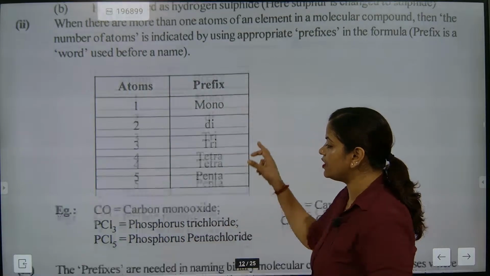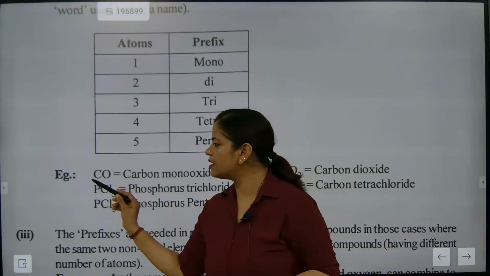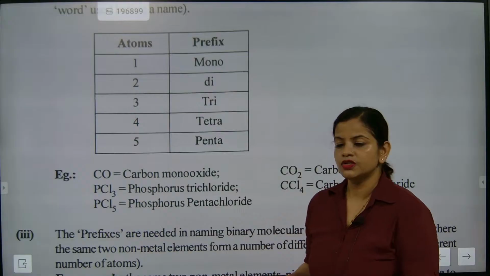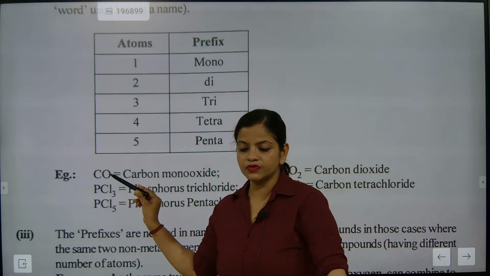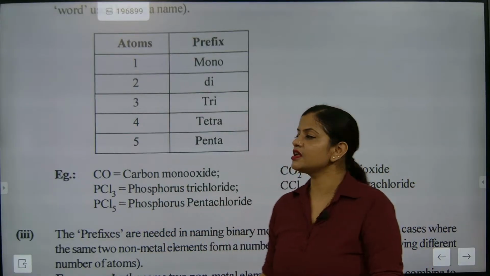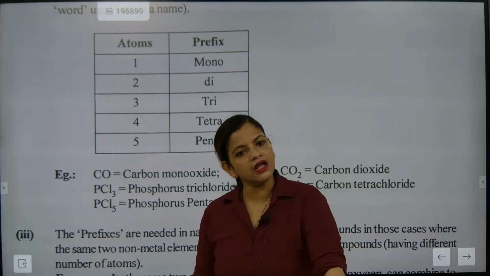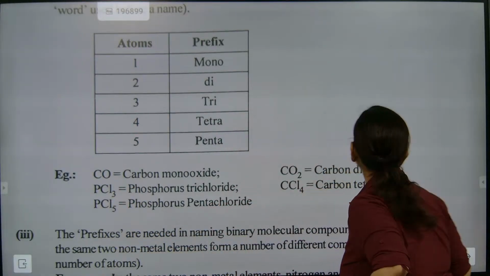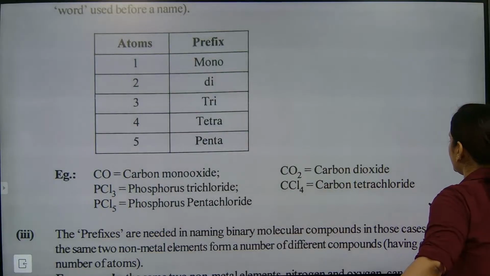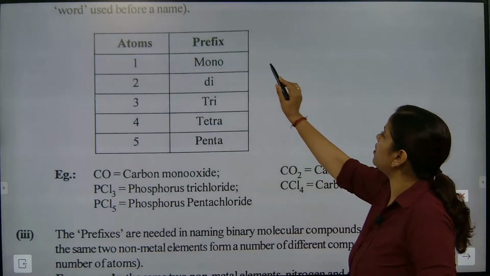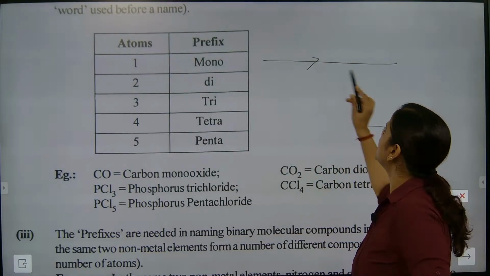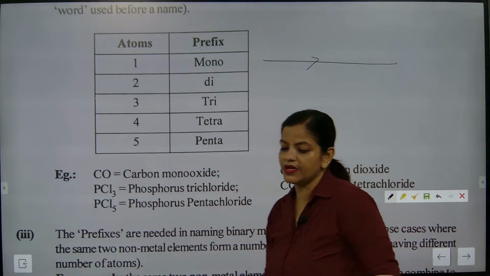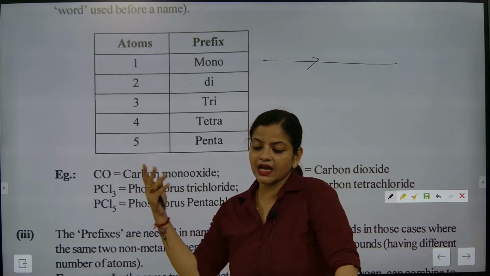But how are we going to check? Now see, among carbon and oxygen, we know that after carbon comes oxygen. Understood? So definitely oxygen is more electronegative than carbon. You need to check who is more electronegative, because in the periodic table, going from left to right, the electronegativity increases.